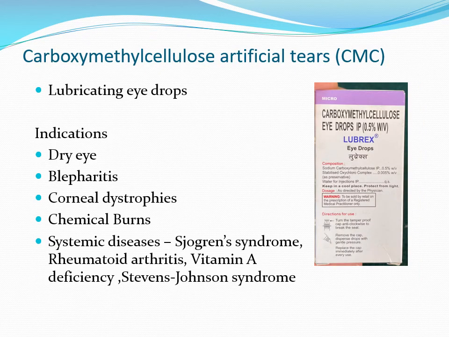Next is carboxymethyl artificial tears. These are lubricating eye drops, and they can be used in conditions like dry eye, blepharitis, corneal dystrophies, chemical burns, then systemic diseases which may cause dry eye. They are like Sjogren's syndrome, rheumatoid arthritis, vitamin E deficiency, and Stevens-Johnson syndrome.